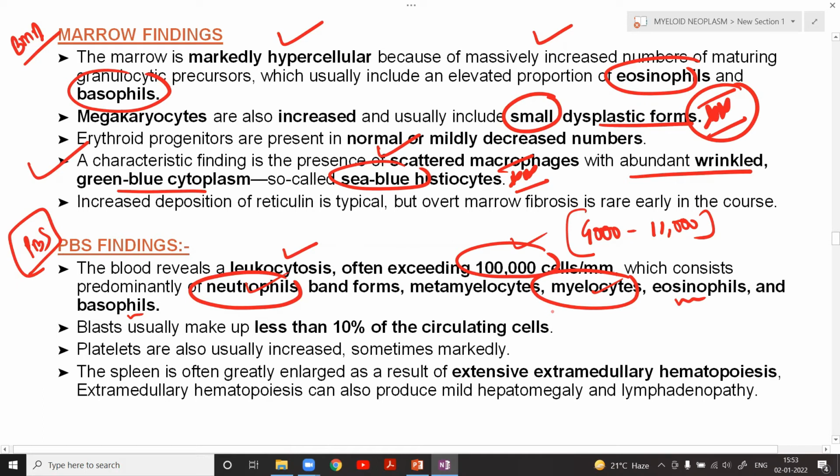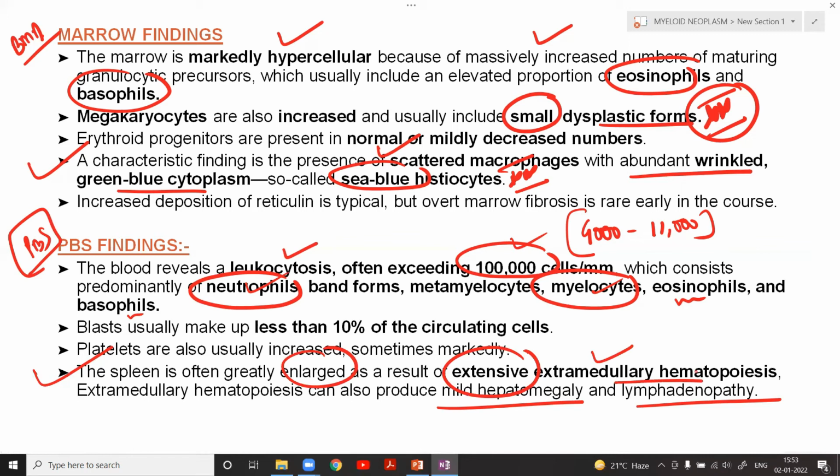Platelet counts are usually increased, sometimes markedly. And remember, the spleen is often extensively enlarged. The spleen, liver, as well as the lymph nodes might show enlargement. So hepatomegaly, splenomegaly, lymphadenopathy is there. Why is it there? Because of extensive extramedullary hematopoiesis. Now, if I ask you, why is there extensive extramedullary hematopoiesis? Can anyone answer? What did I tell you initially?